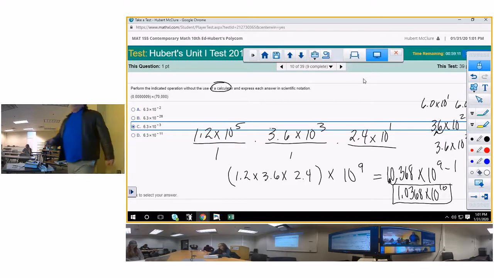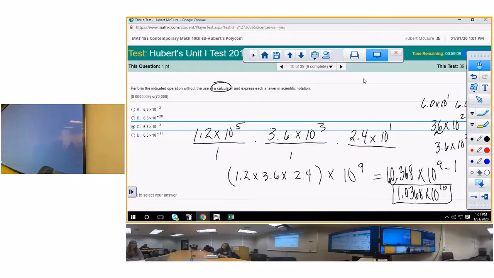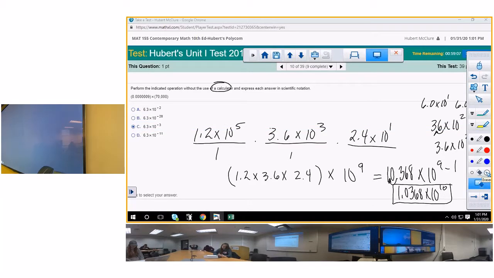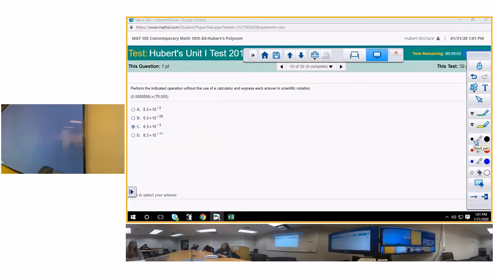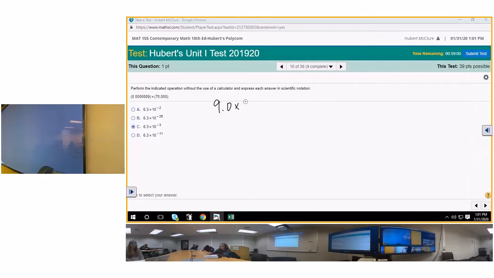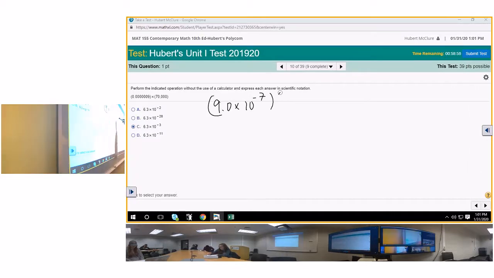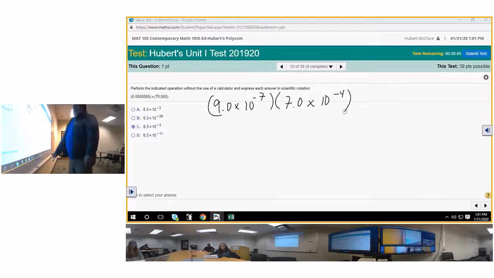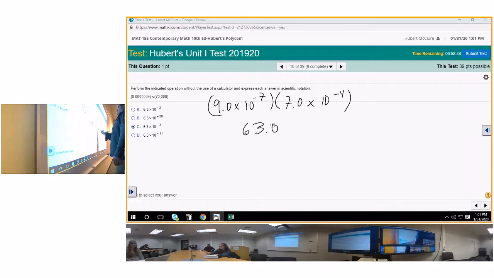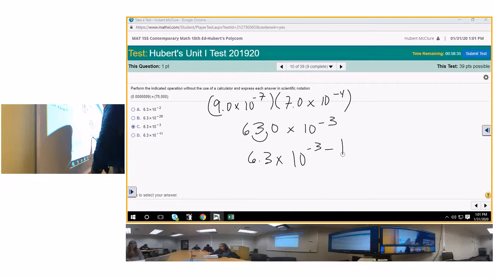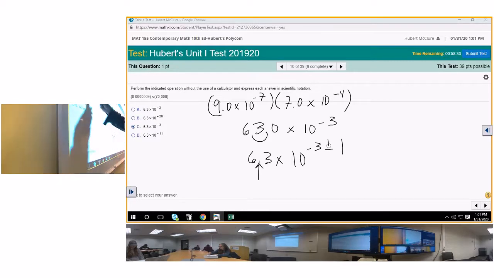All right, so 9.0 times 10 to the negative 7 times 7.0 times 10 to the negative 4. Oh, no, it's not going to be negative 3. It's going to be alpha, I think, because this comes out to be 63.0 times 10 to the negative 3rd. 6.3 times 10 to the negative 3 blank 1. Right. A.